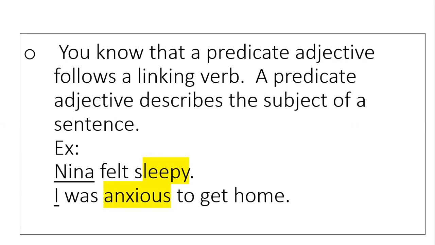The next example: I was anxious to get home. Again, we identify was as a linking verb because anxious is describing the subject, which is I in this sentence. Now, this is a lesson that we already covered, so this should not be difficult for you to identify, okay? And again, in these examples, the adjective follows the linking verb, okay? So it's after.